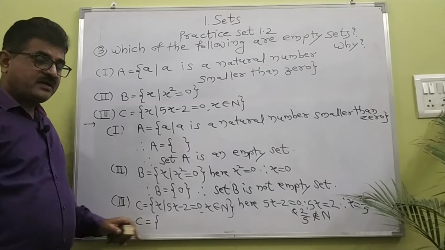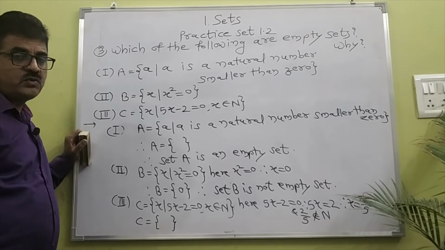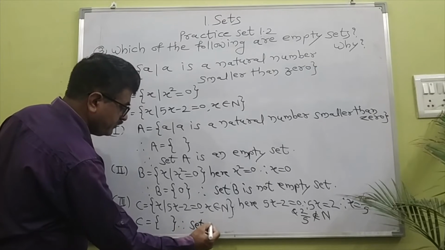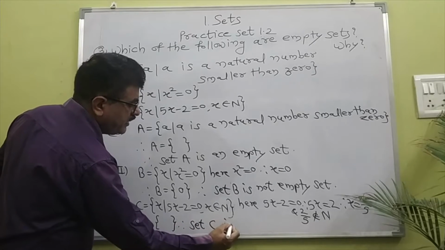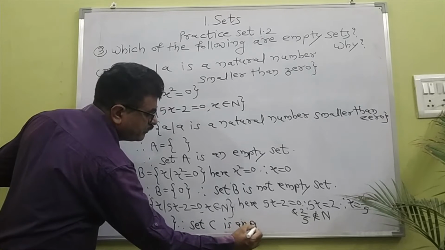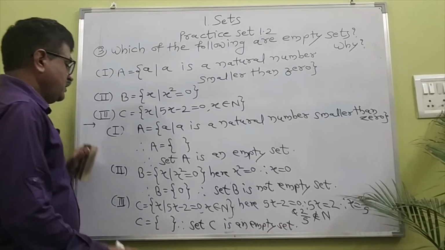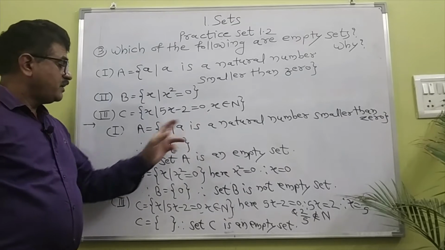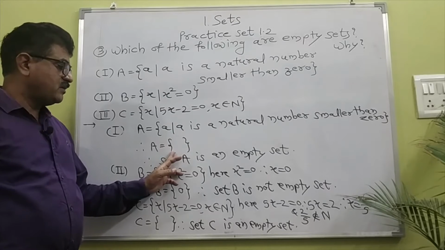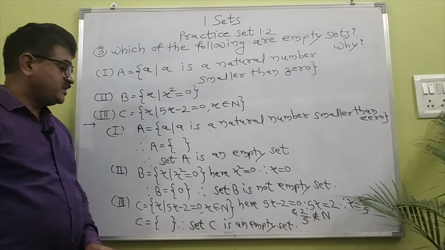Therefore, set C contains no elements. Set C is an empty set. कसं लिहिलं पहा? A set लिहिला. A set contains no element. Smaller than 0, एकही element नाही, natural number. Therefore, A contains no element. Therefore, set A is an empty set.